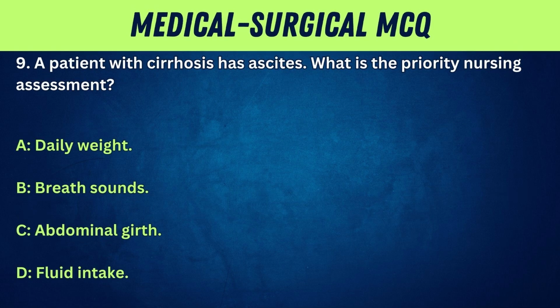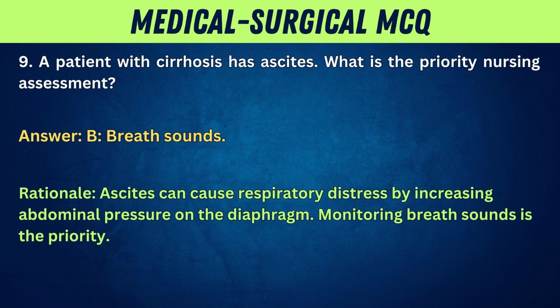9. A patient with cirrhosis has ascites. What is the priority nursing assessment? A. Daily weight. B. Breath sounds. C. Abdominal girth. D. Fluid intake. Answer: B. Breath sounds. Rationale: Ascites can cause respiratory distress by increasing abdominal pressure on the diaphragm. Monitoring breath sounds is the priority.